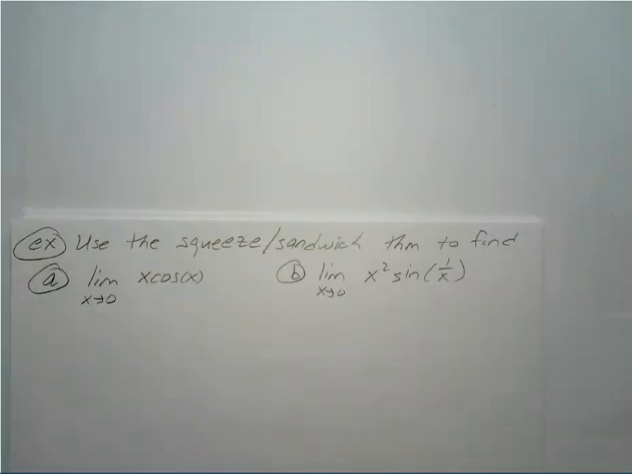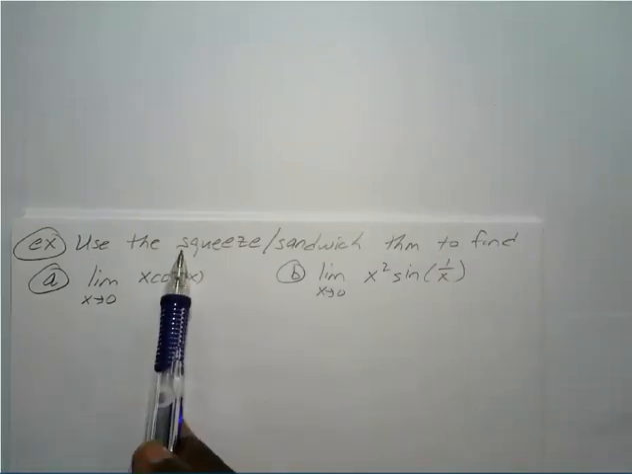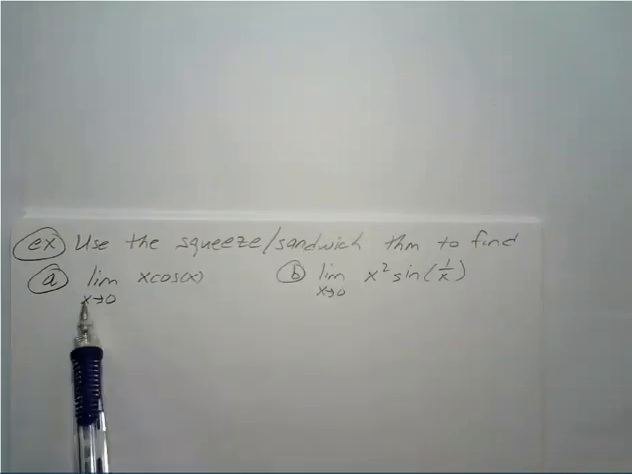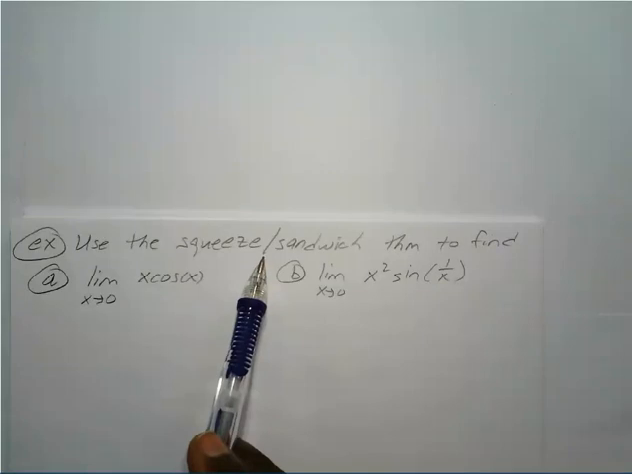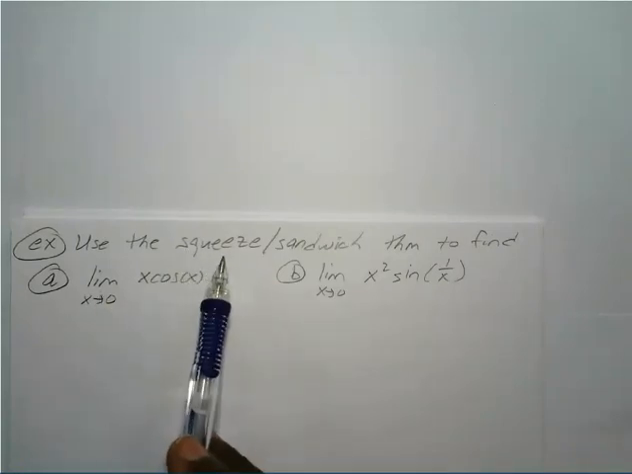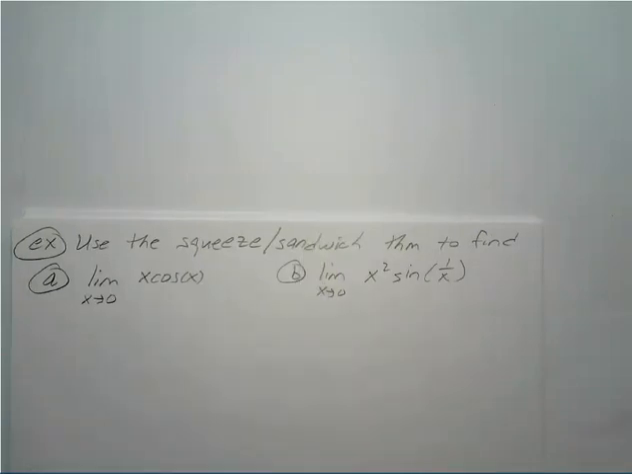Now I know what you're thinking: just plug in 0. Yes, plugging in 0 will give you the limit. But the directions say to use the squeeze or sandwich theorem to find the limit, not direct substitution. So you have to make sure that if the instructions say to use the squeeze or sandwich theorem, you actually use it to find the limit, not just find the limit.